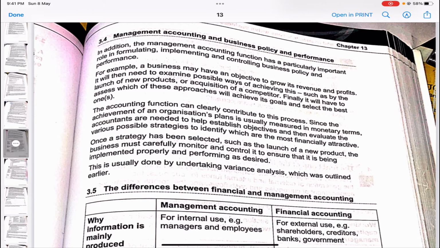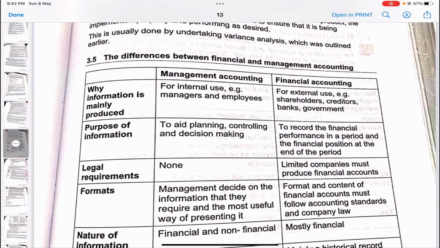So, the accounting function can clearly contribute to this process. Since the achievement of an organization's plan is usually measured in monetary terms, accountants are needed to help establish objectives and then evaluate the various possible strategies to identify which are the most financially attractive. So, once a strategy has been selected, such as the launch of a new product, the business must carefully monitor and control it to ensure that it is being implemented properly and performing as desired. This is usually done by undertaking various variance analysis, which we have done in the earlier section.